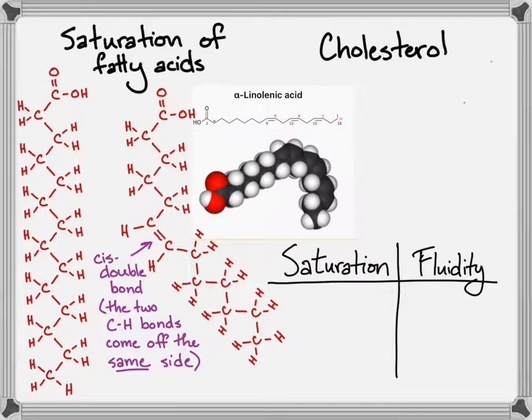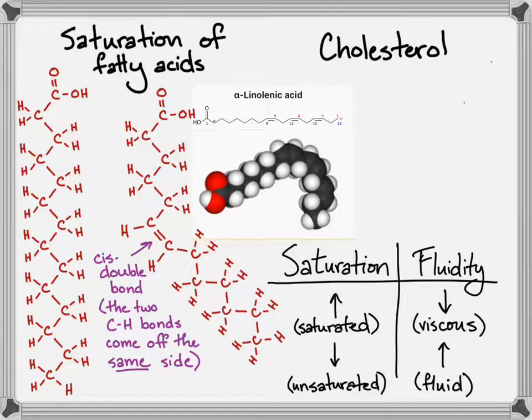So to recap, the more saturated the fatty acid, the more viscous the membrane. The more unsaturated fatty acids, the more fluid the membrane.